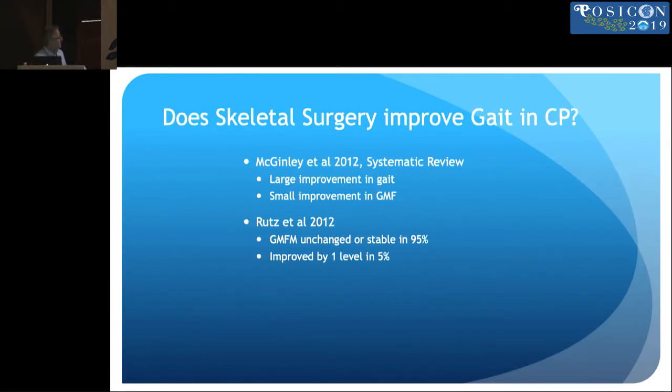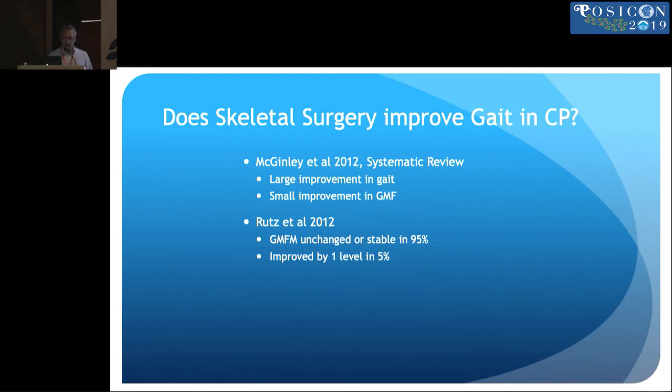So the basic question, does skeletal surgery improve gait in CP? It depends on what literature you're really looking at. But I found this review, a systematic review by McKinley in 2012. He said that there is a large improvement in gait, but the gross motor function does not really improve. And the same thing is voiced by Roots et al., who says the gross motor function is unchanged or stable in 95%, which is also good, and improved by one level in 5%. And this is kind of our experience too.